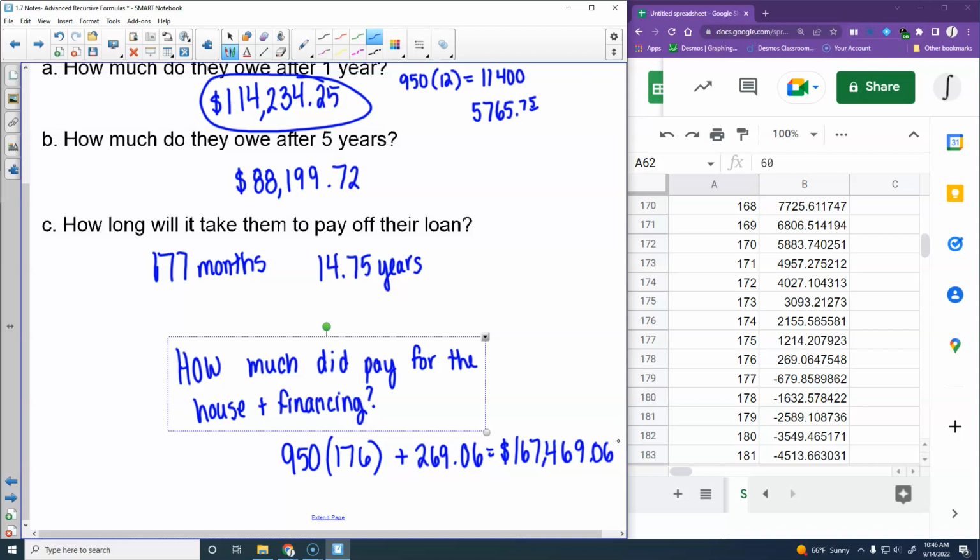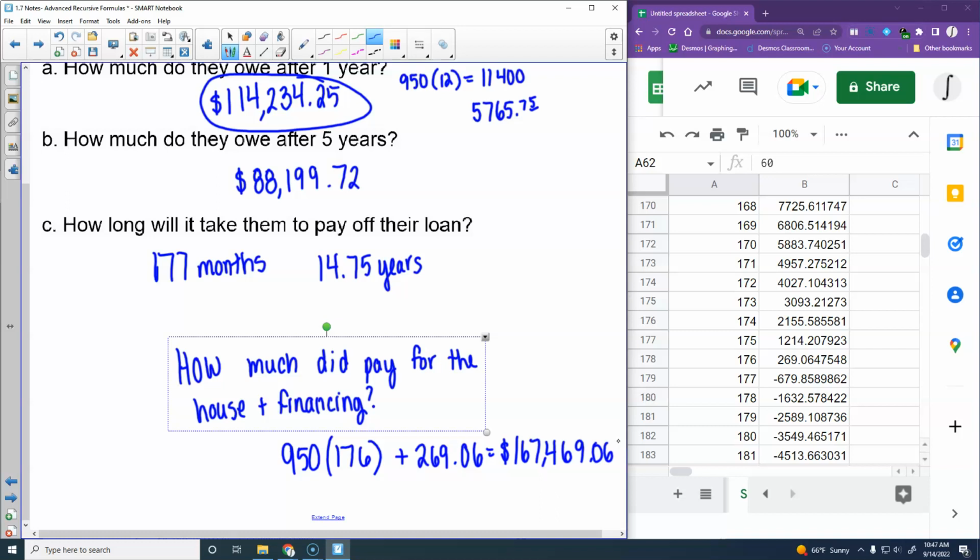So that's like $47,469 that they paid in interest. It's almost $48,000 in interest. Probably not, but I'm just wanting to show you how I'm preparing you for life right here, guys.